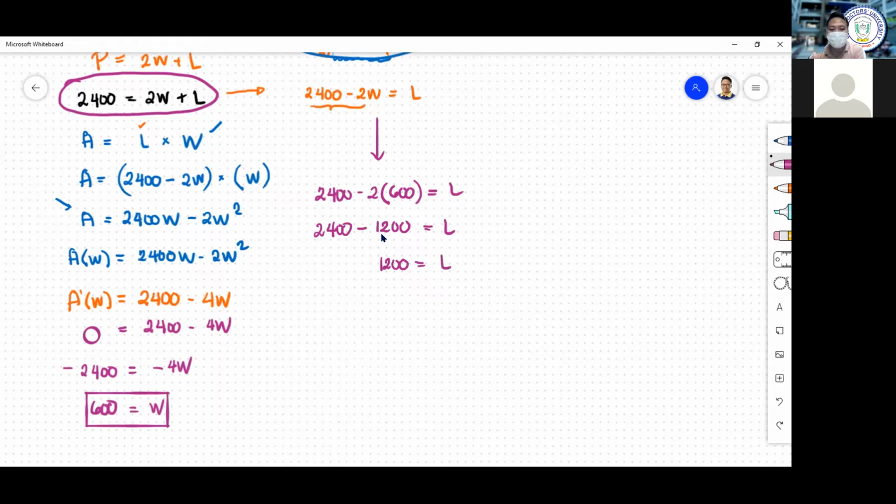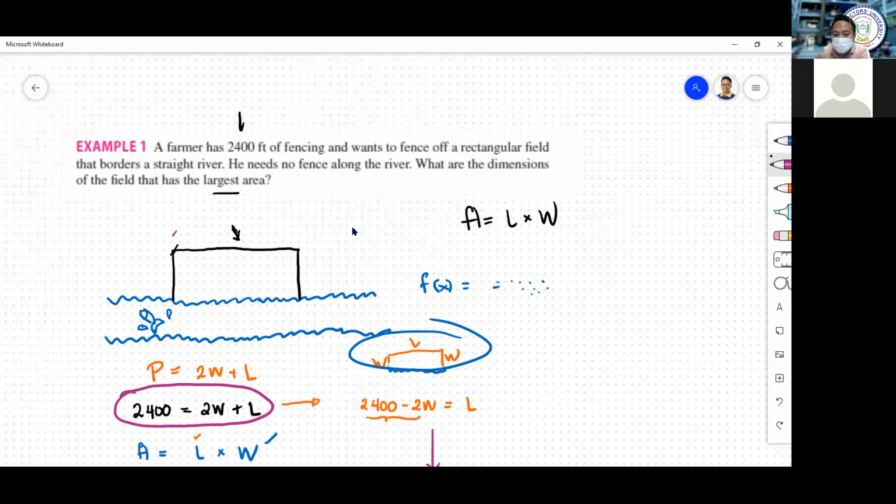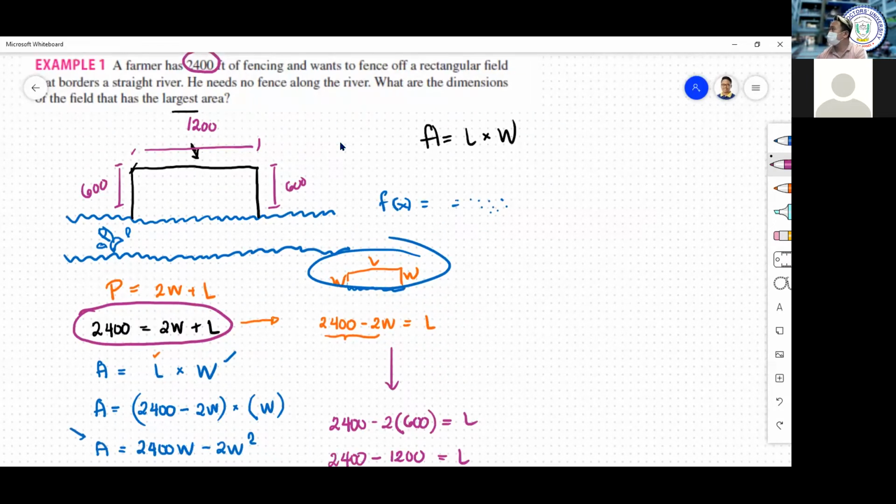Very good. So in other words, the dimensions of the rectangular field asked in the problem are 1,200 for the length and 600 for the width. And if we add all these numbers, it sums up to the total length of 2,400 feet. Question so far?